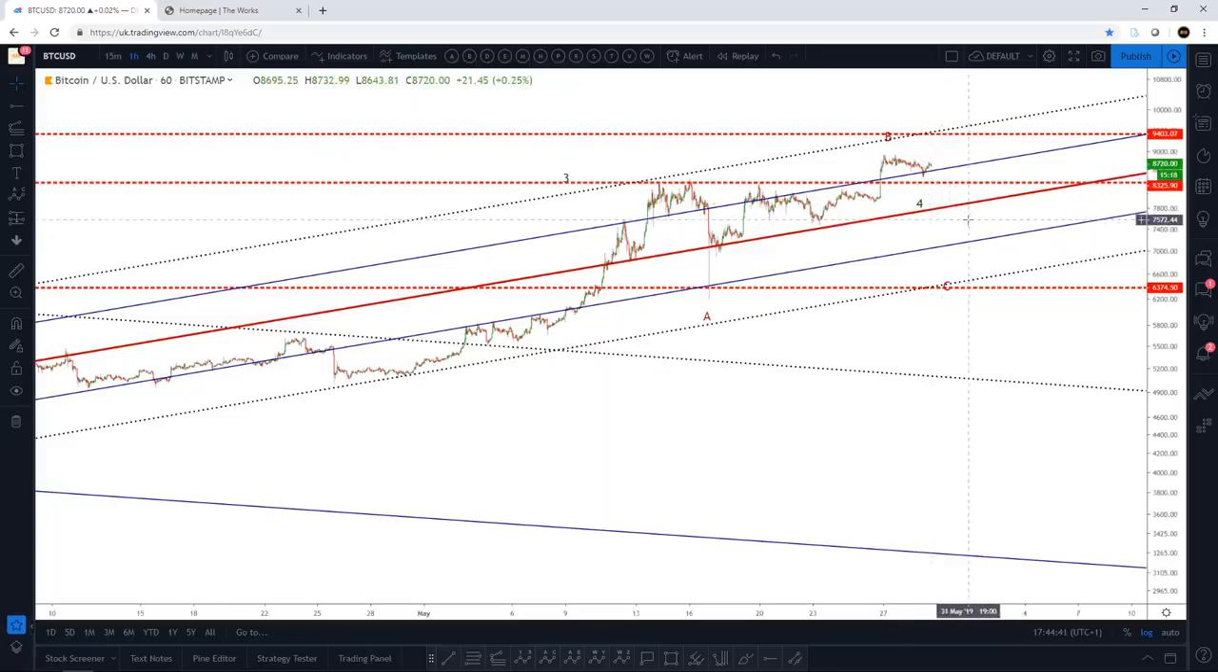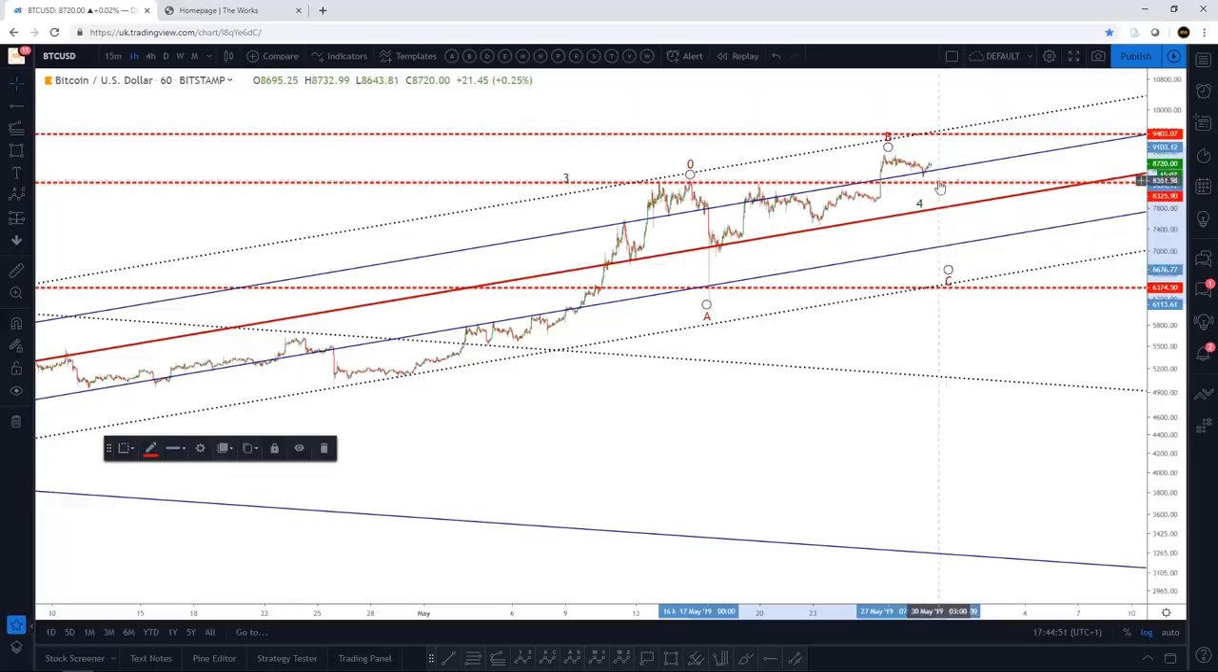So for me, this is how I would determine which count I'm going to favor. If we come down below 8,300, I'll be looking for this running flat to play out, okay, before we then go even higher to make a wave 5. For the time being, this is not my preferred count. So let's just take this off.